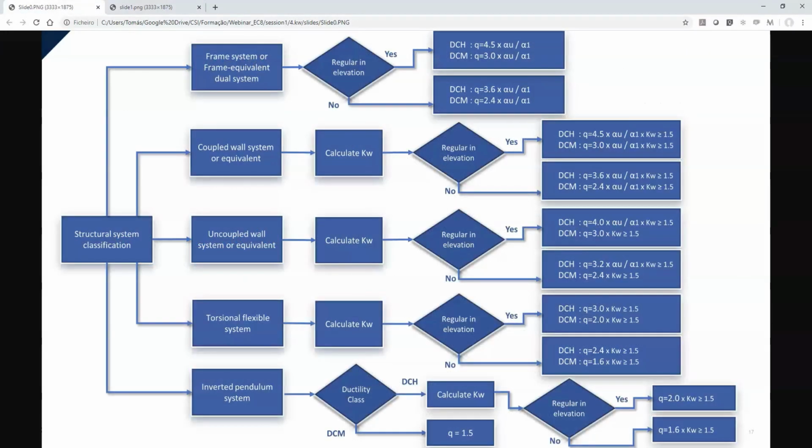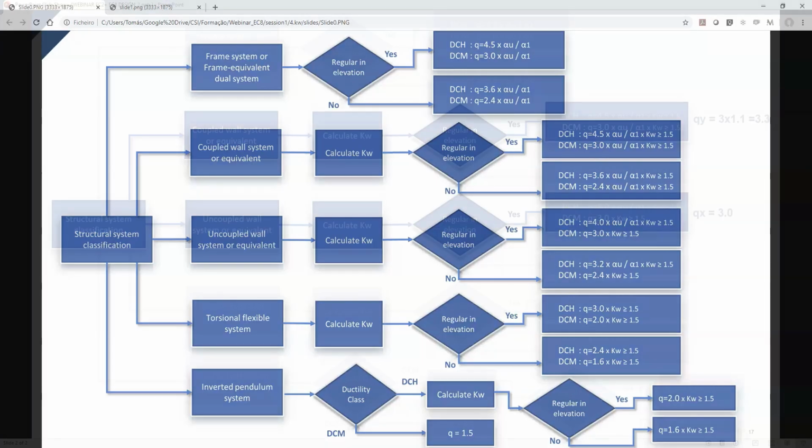3 times the alpha u over alpha 1 factor of 1.1 times our kw factor of 1. It is very easy to do the math, and we now have two behavior factors for the two directions. We have performed quite a few checks to finally arrive at the behavior factors. To make it clear, let's look at the paths we took to reach the final results.